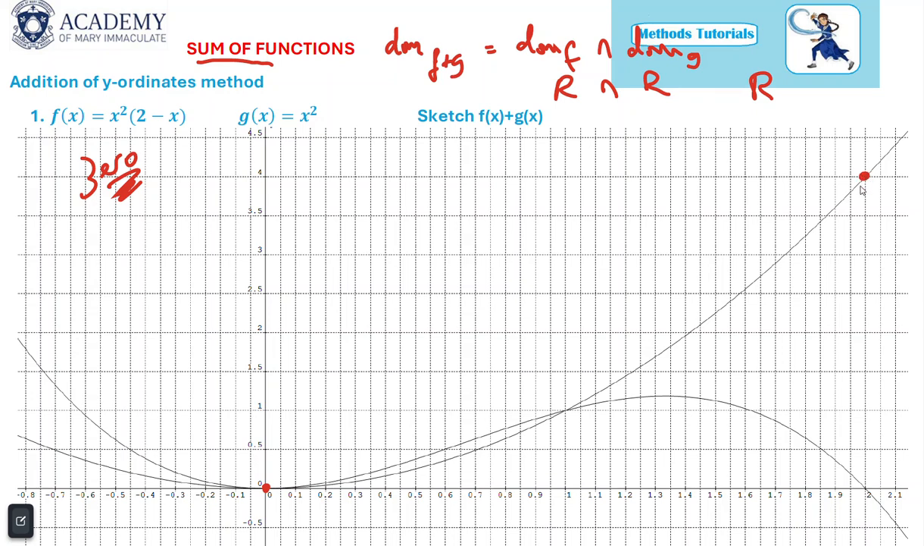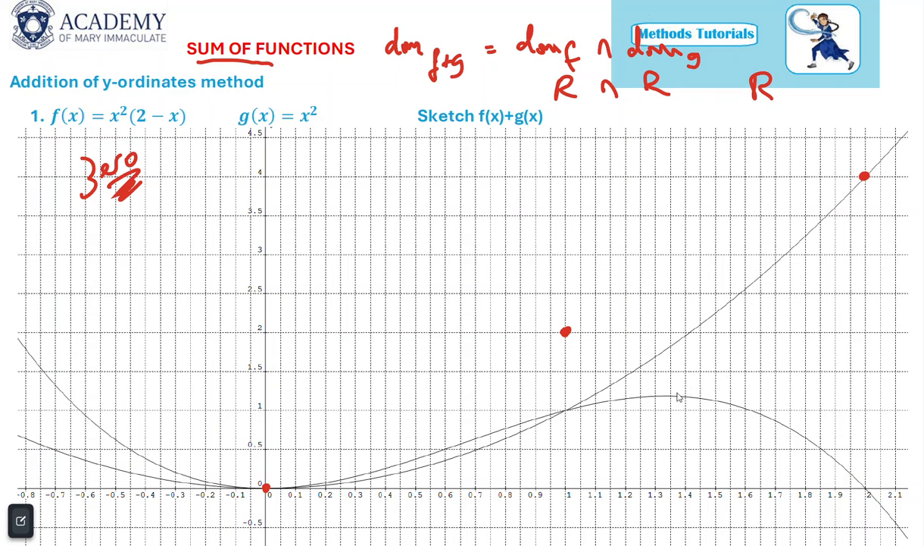Okay, I don't have any other zeros. I can see that both curves here are at y equals 1, therefore my addition will be y equals 2. In between here, I'm adding two numbers together that are both positive, so I'm going to be above the curve. And in between here, I'm also adding two numbers that are positive, so it's going to be above the curve all the way through here.